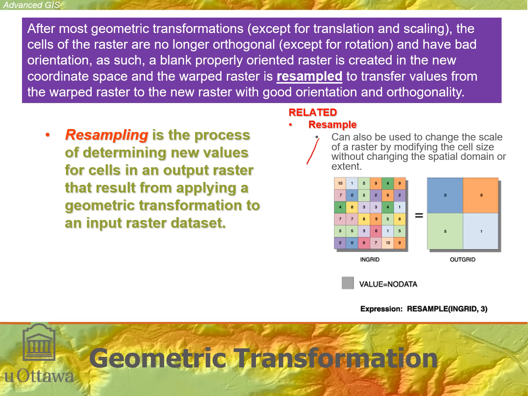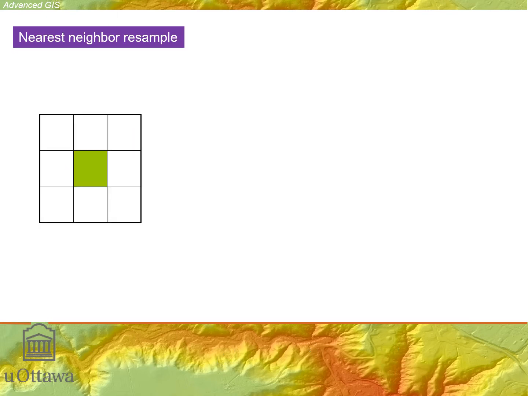Resample is also the function that can be used to change the scale of a raster, usually either the scale or the cell size of a raster. Resample can be used by itself to change cell size. So let's look at an example of resampling. This is called nearest neighbor resampling.